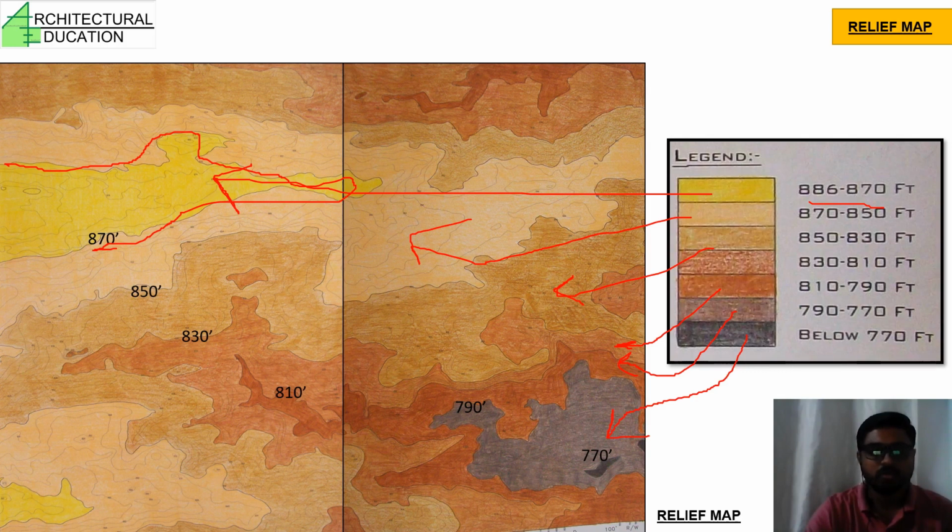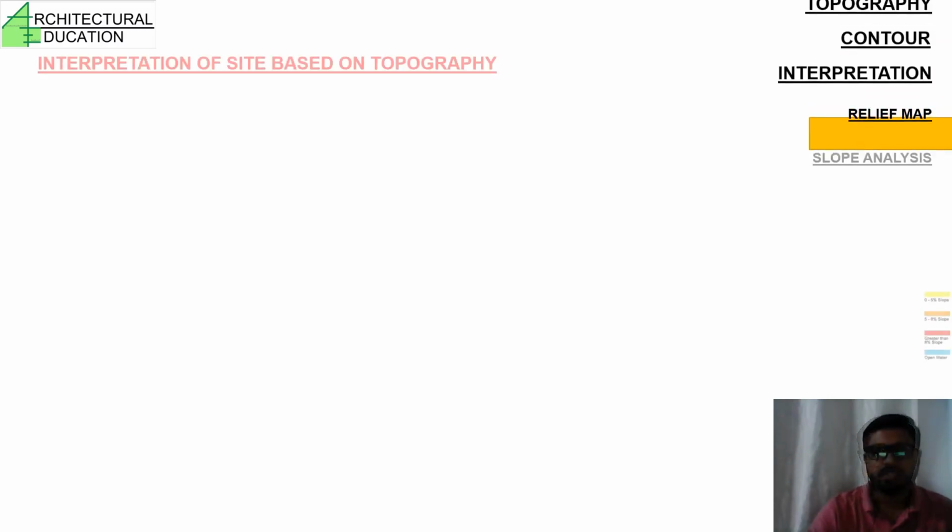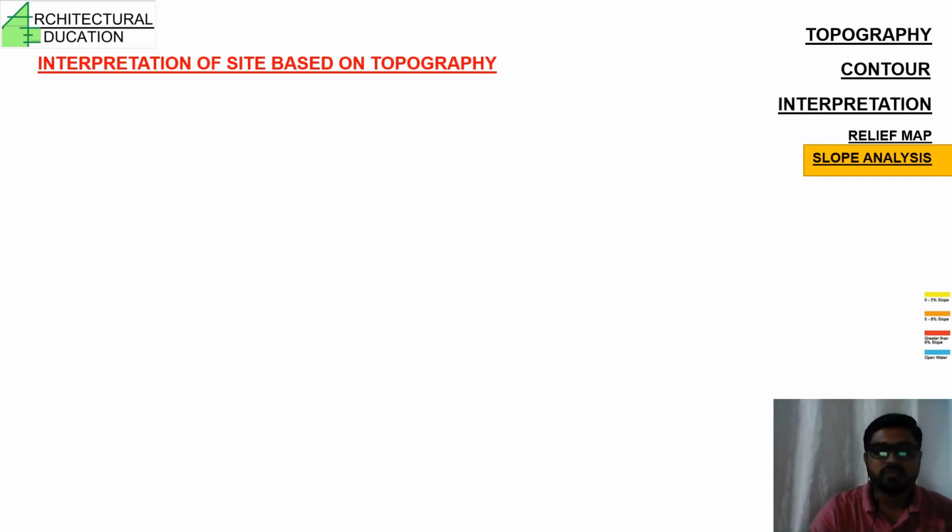Now coming back to the point, this is the highest point in your site and this is the lowest point in your site, and at the same time you can also see that the lowest point is giving a curvilinear shape over here. So what is happening over here is that this is starting to form a kind of water body, which we will see in the next session. Next session starts with slope analysis.